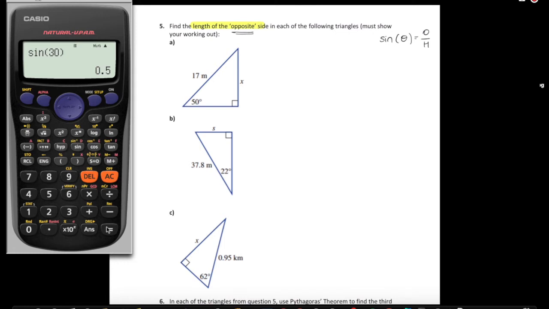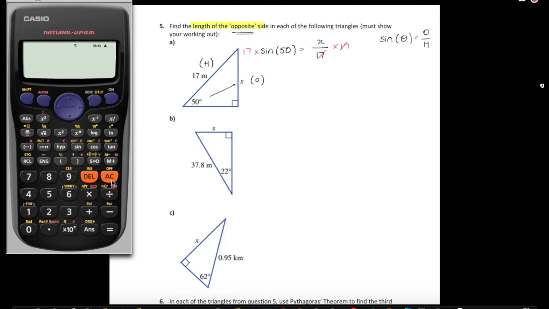So first things first, I always encourage everyone to label their sides. So let's start with our hypotenuse. We know that x is our opposite, and we've got a reference angle of 50 degrees. So here I'm going to write sine of 50 degrees is equal to x divided by 17. So now I do need to do a bit of pre-work to this particular equation before I type it into my calculator. So what I'm going to do here is multiply both sides by 17. That way I can cancel it from the right hand side and make sure that my entire equation is something I can put into my scientific calculator.